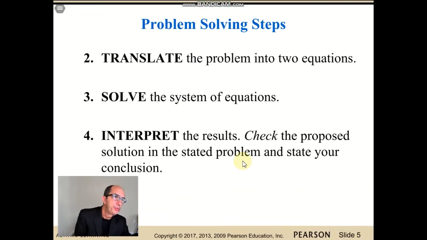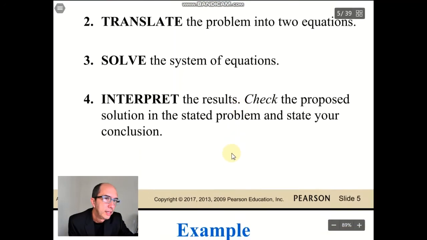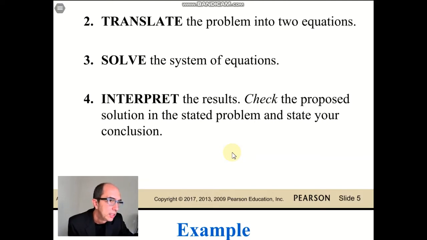Next step is to translate into two equations. Since we have two variables, we need two equations to be able to solve it. The third step is solving the system, and the fourth is to interpret the results. Check the solution in the stated problem and state your conclusion.